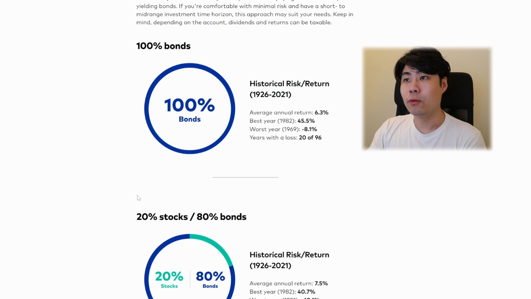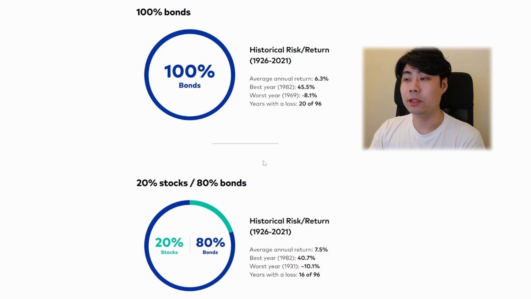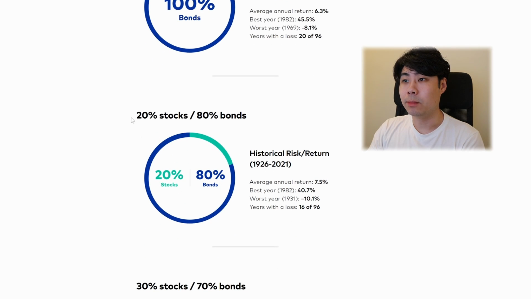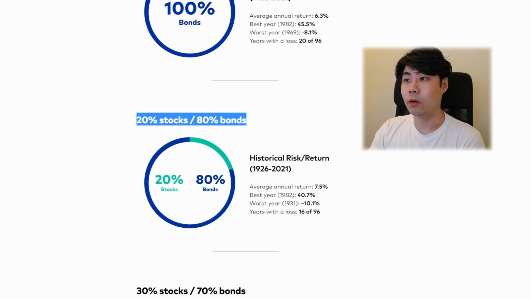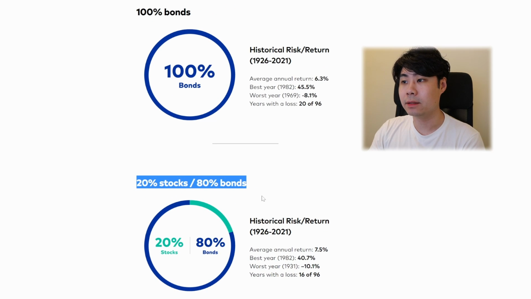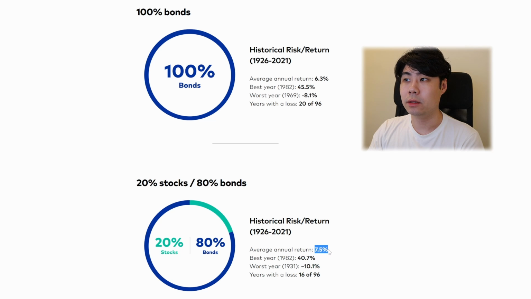But one thing that's interesting to look at is, even if we compare a portfolio that's 100% bonds versus a portfolio that's 20% in stocks and only 80% in bonds, the one that has stocks in its portfolio has a higher average annual return. In this case, 7.5% compared to 6.3%. That's a decent percentage higher.